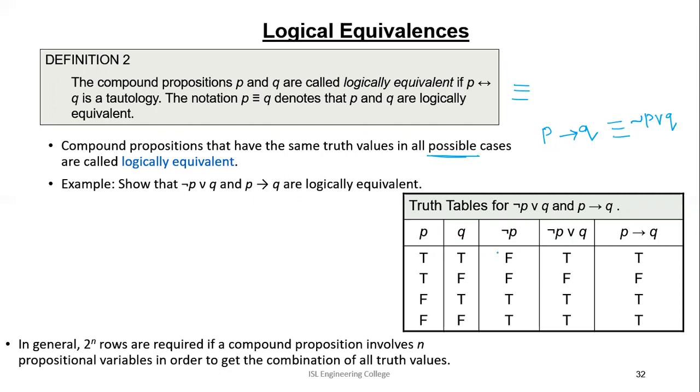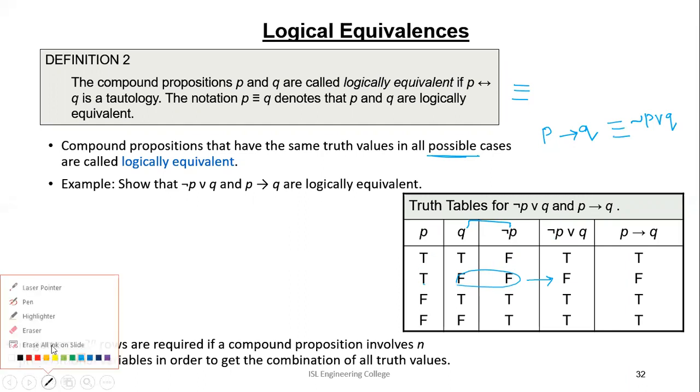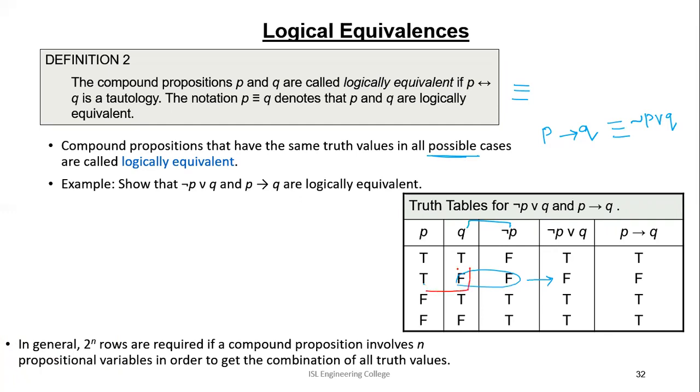So negation P or Q means we have to solve for these two columns, and the rule is that if both of them are false, it will be false. So over here, both of them are false, so it is false, otherwise all true. And P implies Q is something we have already studied, that if one is true and the other is false, then it will be false. In all the other cases, it will be true.